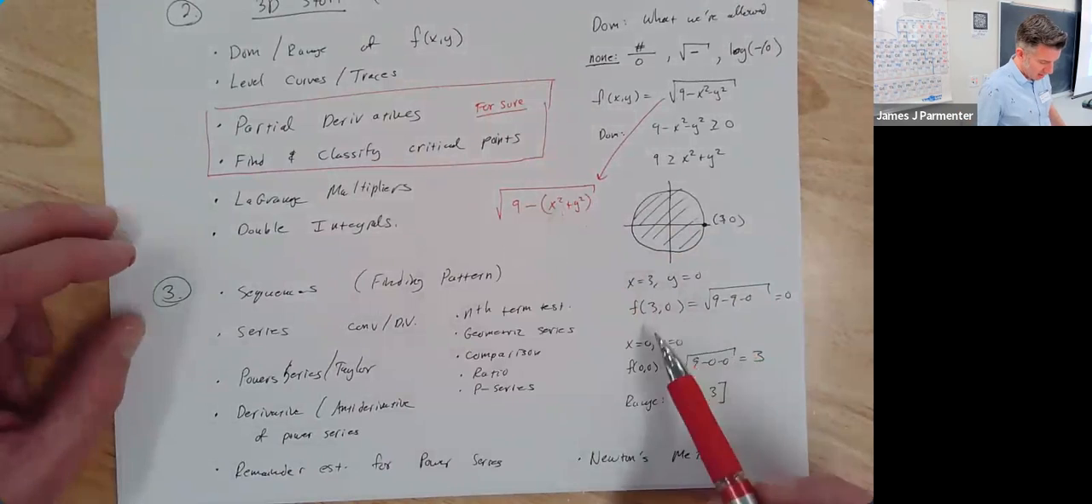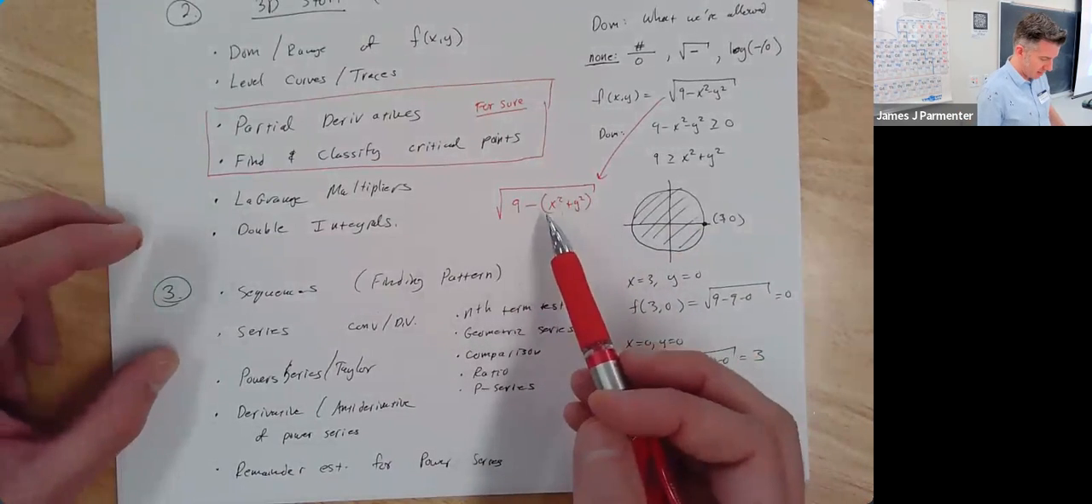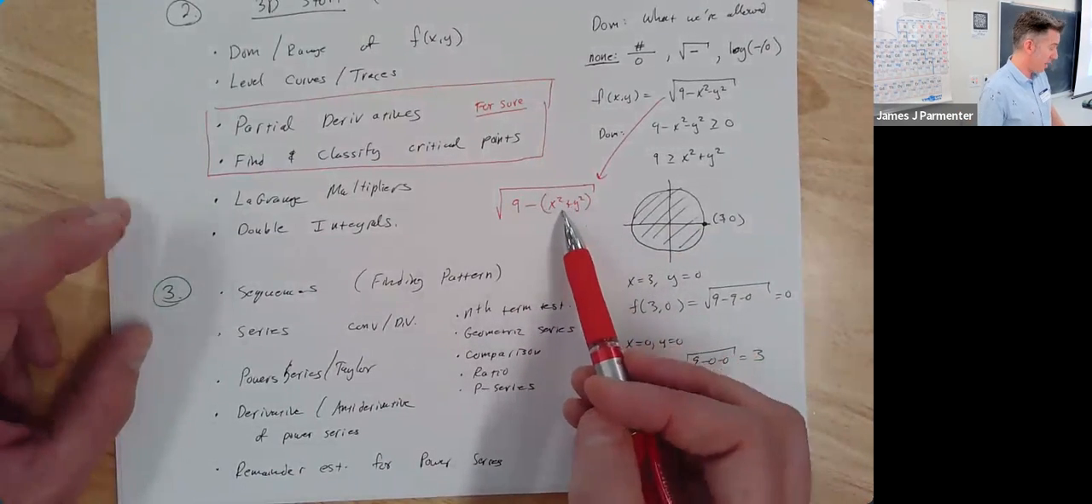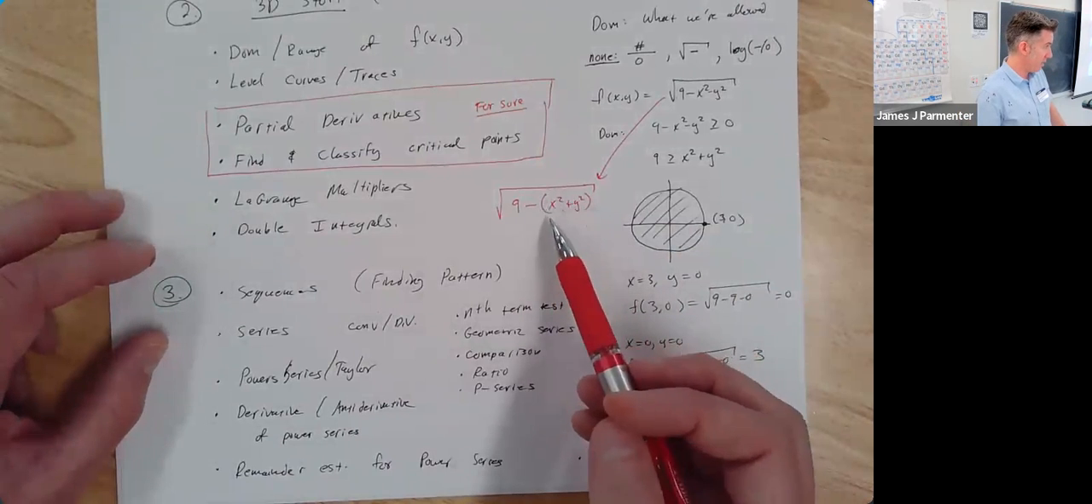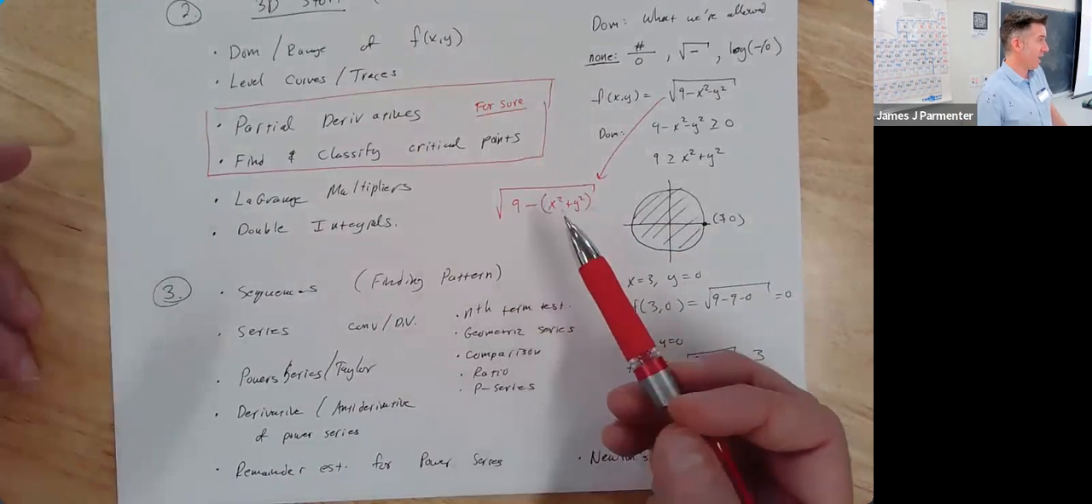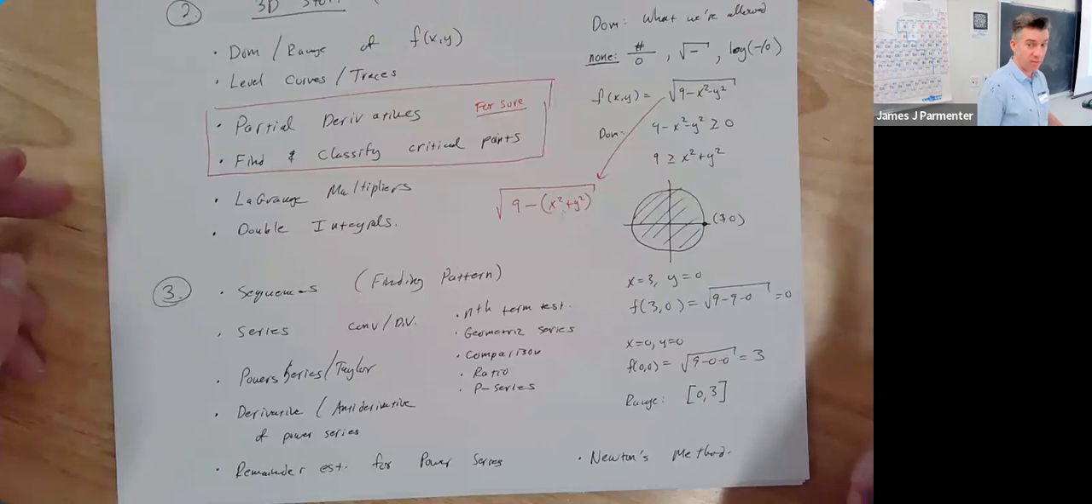And then on the flip side, I was trying to make this as small as possible by making this as big as possible, but I'm limited, right? I can't make this any bigger than 9. Otherwise, 9 minus 9 will be a negative number, and I can't take the square root of a negative number.